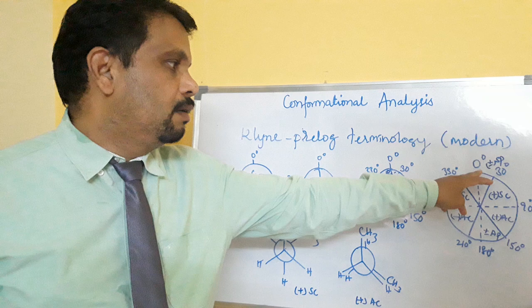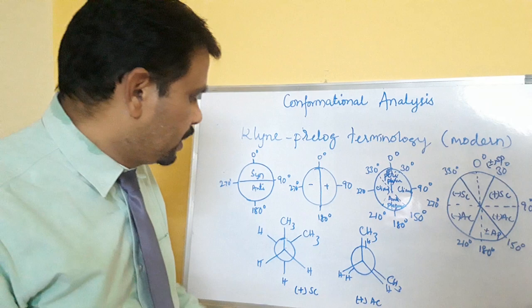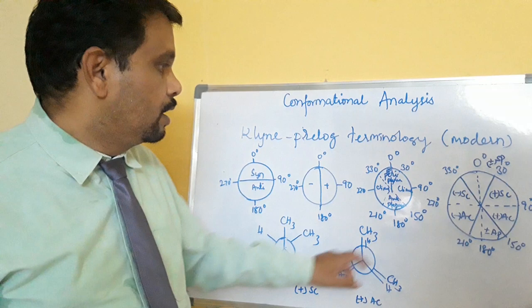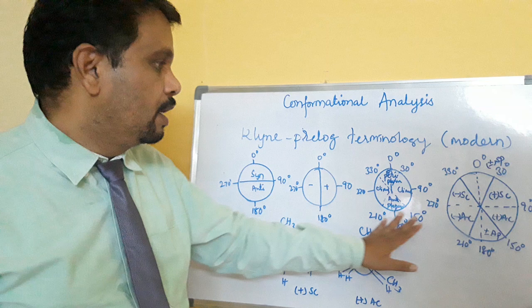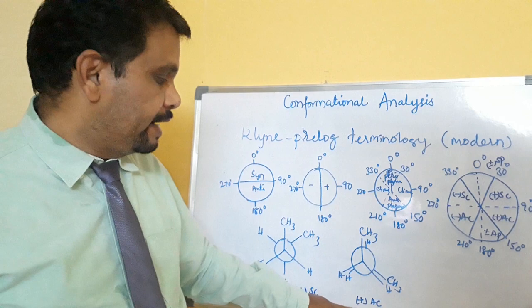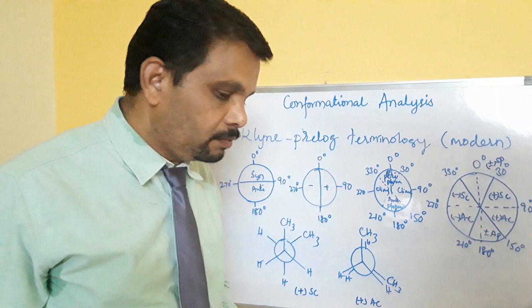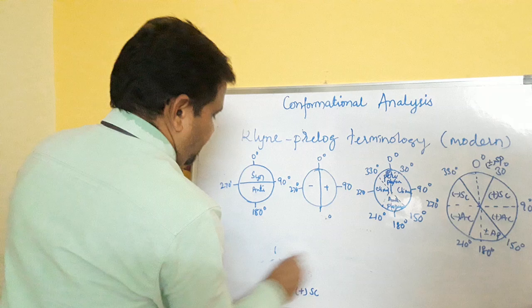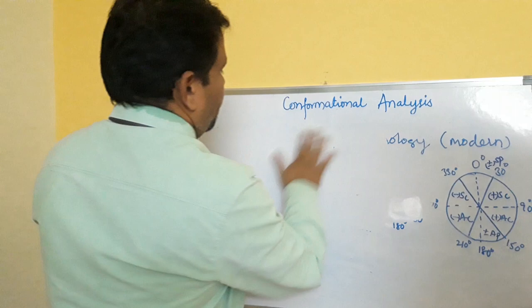Okay. So to give this kind of terminology or nomenclature, you need to understand these diagrams. If you understand these diagrams, it is very easy to give this kind of terminology or names to the conformers. Okay. I'll give you some more examples on that.